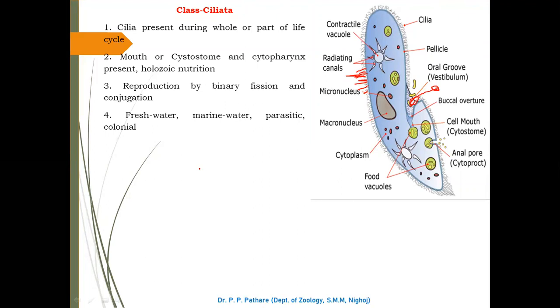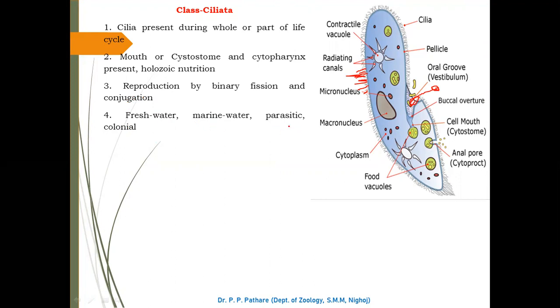They can also be parasitic. They can be colonial in habit, and some species are solitary in habitat. If you want to find Paramecium, you can visit any fresh water body and collect some water from the particular area. That will contain rich organic materials. Collect the water and observe it under the microscope. Some of the species are also found in marine water.